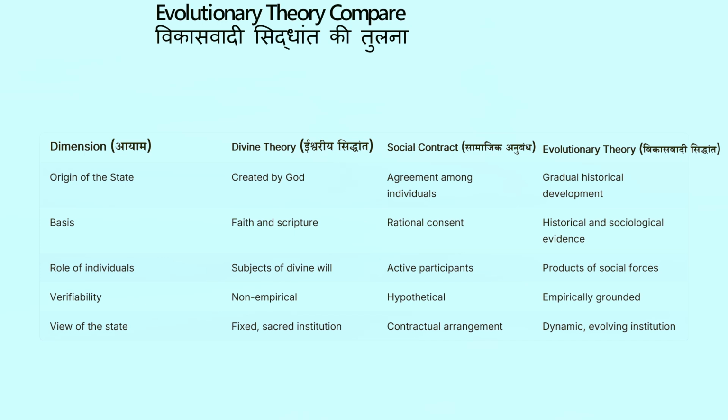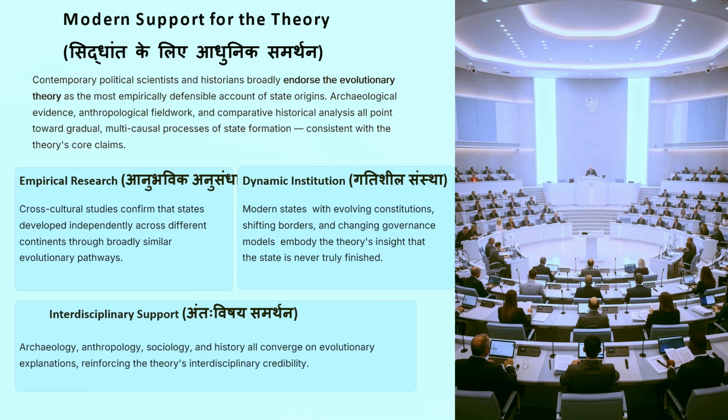If we talk about the fourth dimension, verifiability, in divine theory it is non-empirical. In social contract theory, it is hypothetical. And in evolutionary theory, it is empirically grounded. In the last dimension, view of the state: in divine theory, it is a fixed and sacred institution. In social contract theory, it is a contractual arrangement. In evolutionary theory, the state is a dynamic and evolving institution.